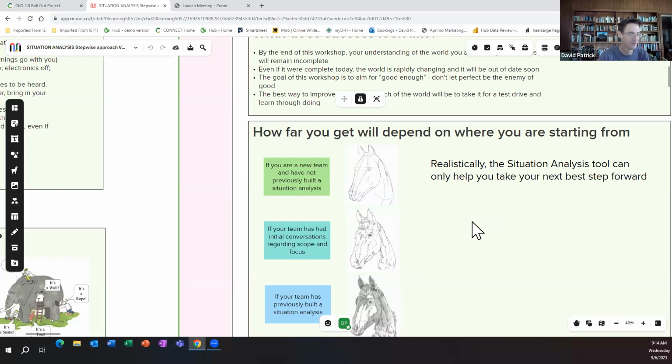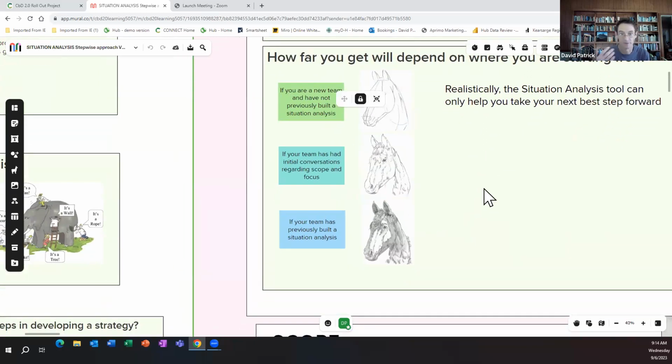And if you're a mature team, you've perhaps undertaken situation analyses in the past, and have this body of work, well, you can expect to have a much more complete sketch. Now you might ask, well, why don't we try and get every team to this final version here, so you have a really complete sketch?